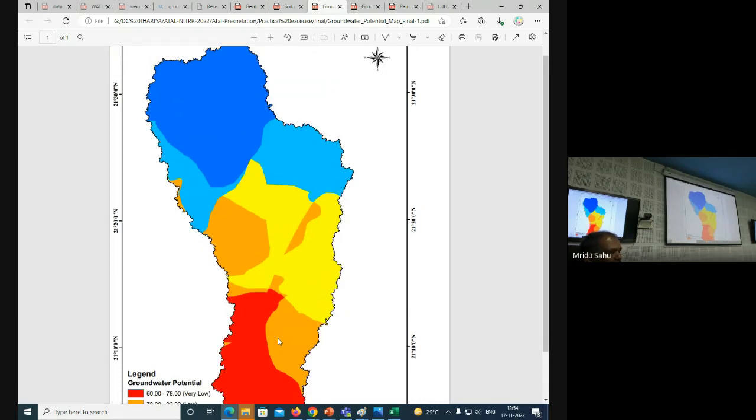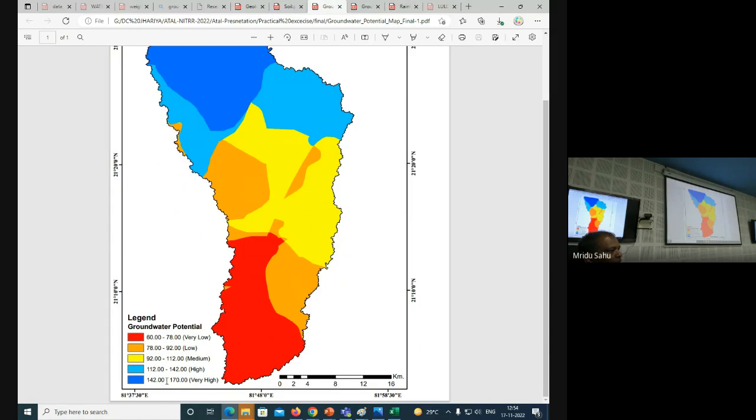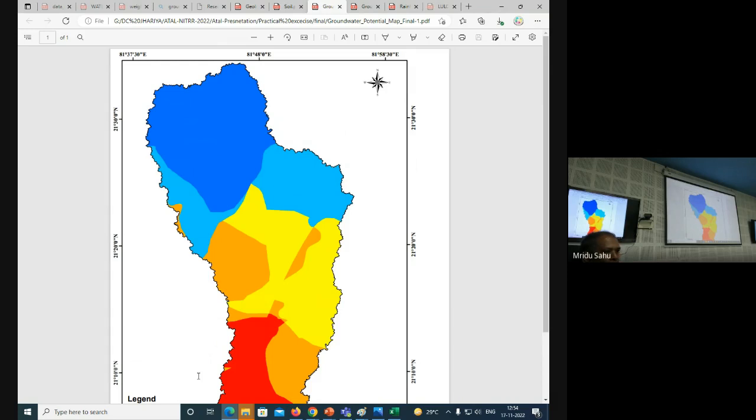This color we can change. There is no issue. Okay, here you see values are also there. You see higher value, lower value. So very low, very high, as per their value. Hope things are clear now.